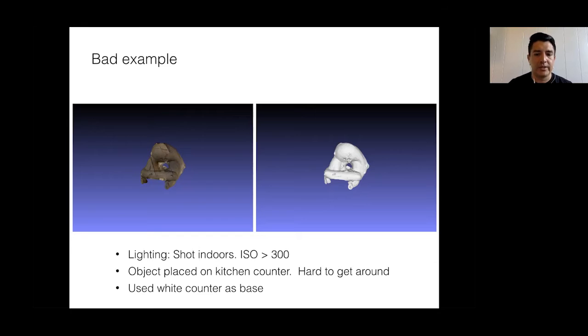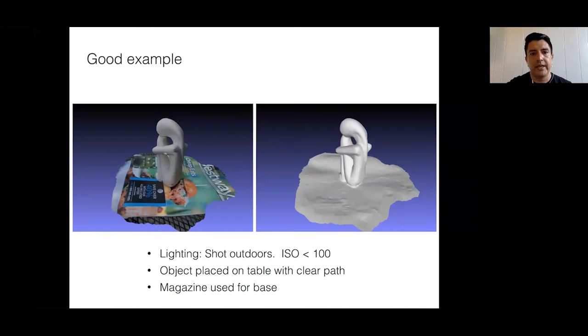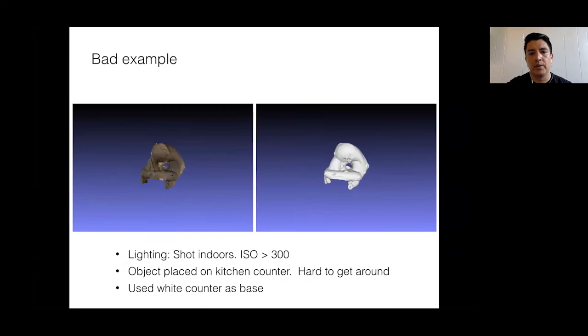The object was placed on a counter, so I couldn't go around the whole object, so I had to twirl the phone, and I didn't see the object for half the scan. And I also used the white counter as a base. So you can see right here, going from the good scan where we had the complete 360, all the way to here, we only get the arm.